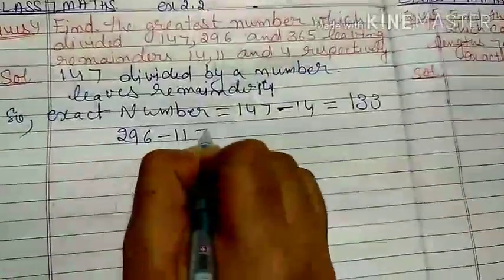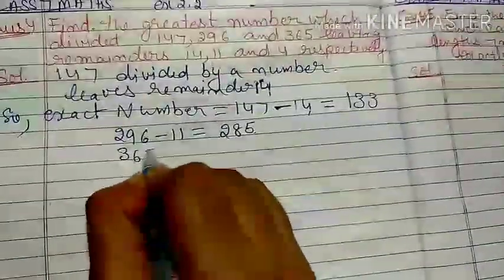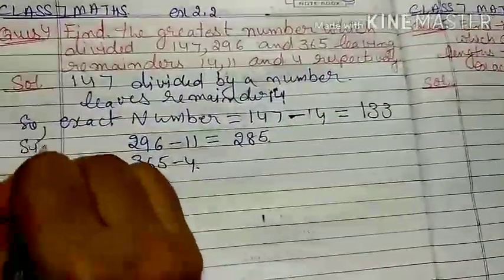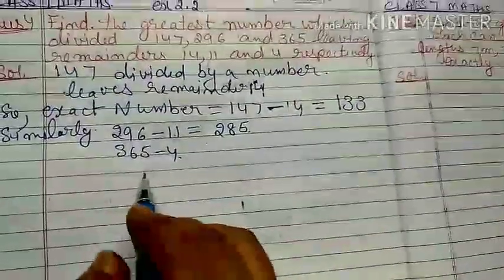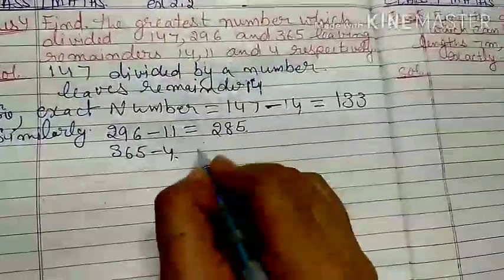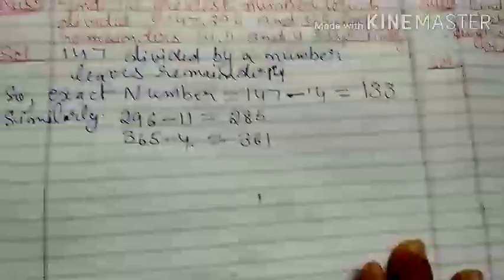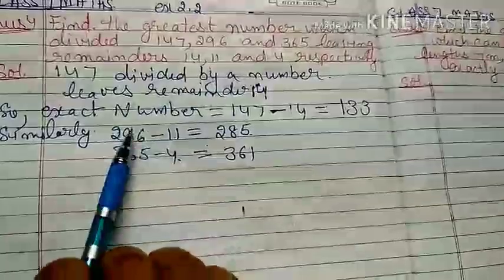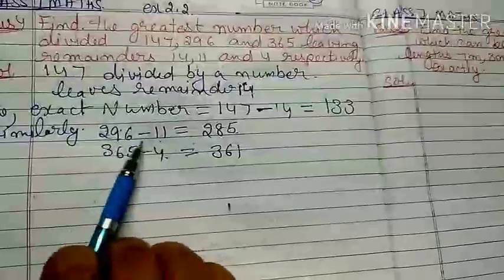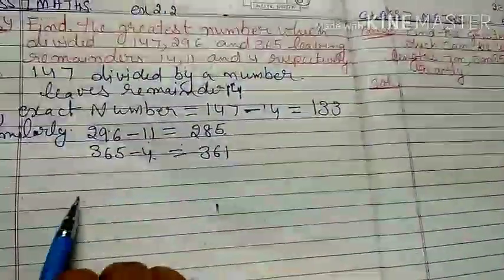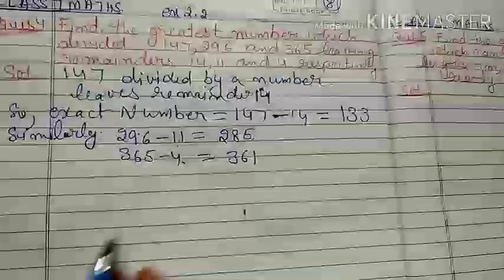296 minus 11 gives me 285. Now 365 minus 4 gives me 361. So according to your question, when 296 is divided by a number, it leaves the remainder 11, so the exact number after subtraction will be 285. Similarly, 365 after subtracting 4 gives me 361.